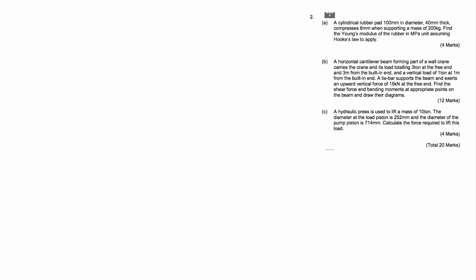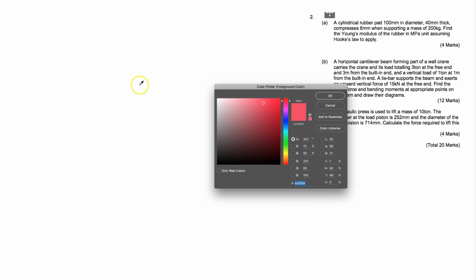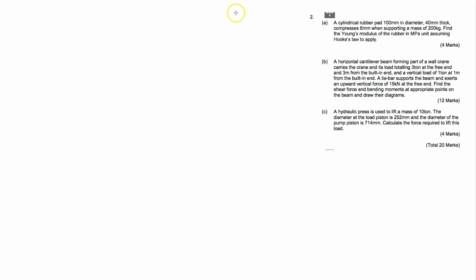These types of question reward attention to detail and neatness. So let's start by drawing some very faint lines. So we're going to have the wall end.